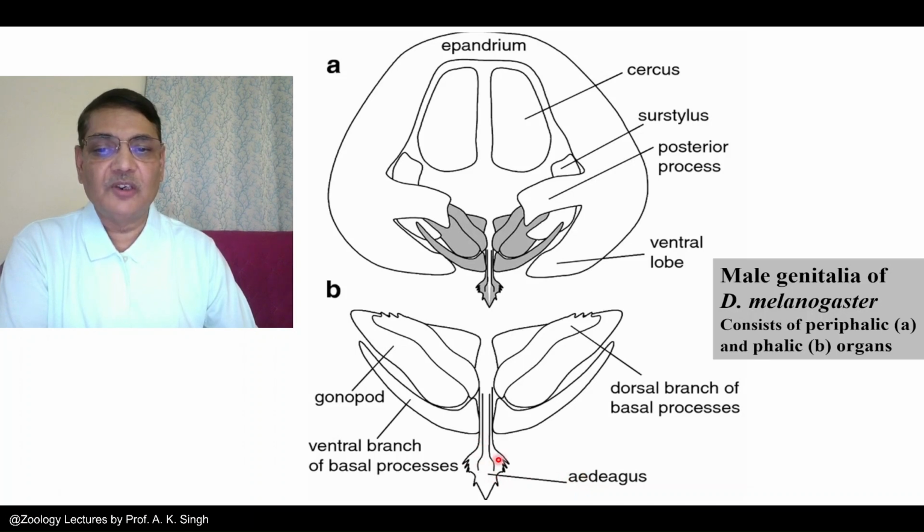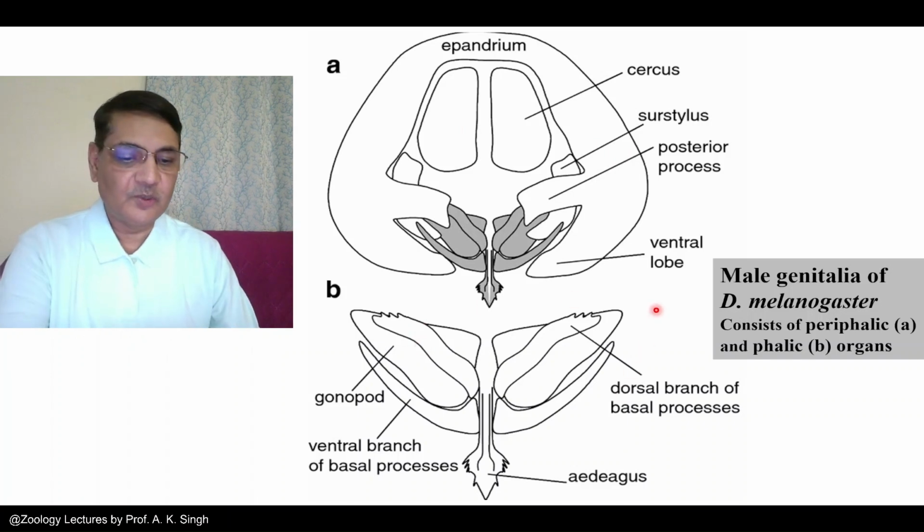So its structure is exactly like this in case of melanogaster, but in other species of Drosophila, the oedicus structure will be totally different. And this upper structure is actually periphallic, that is around this phallic organ or copulatory organ the accessory structures are present, which is referred to as periphallic organ. So the periphallic and phallic organ vary from species to species.